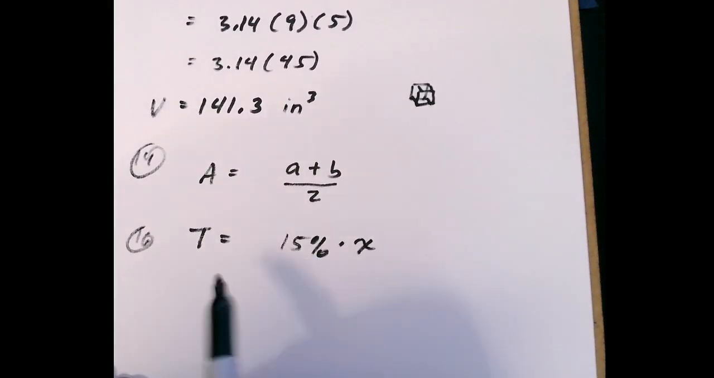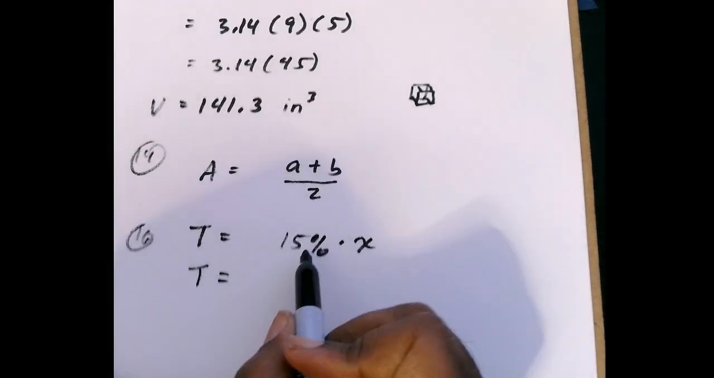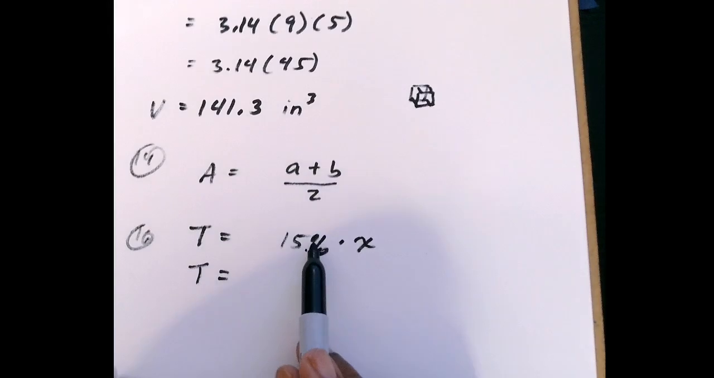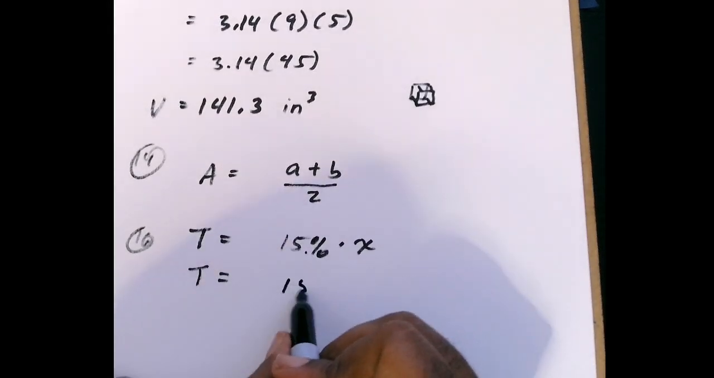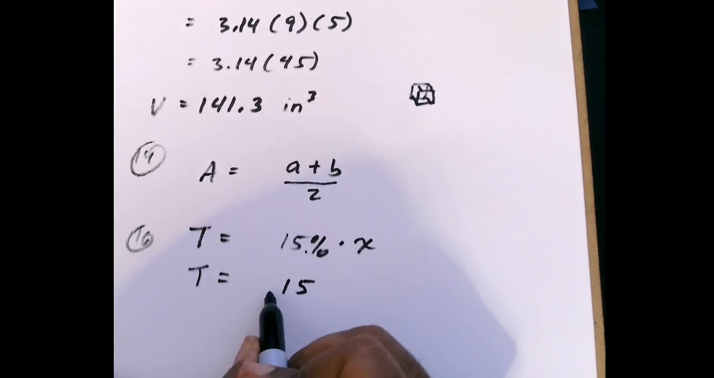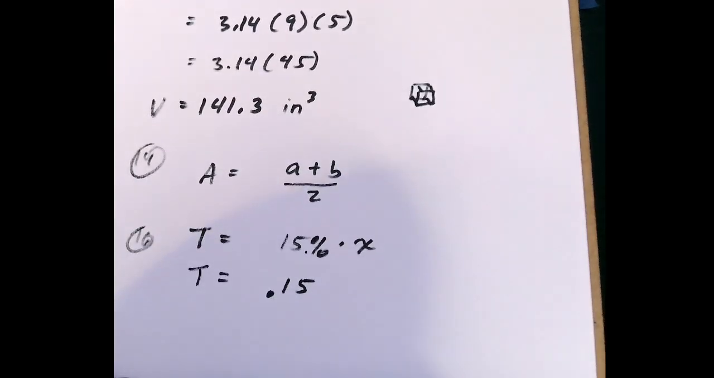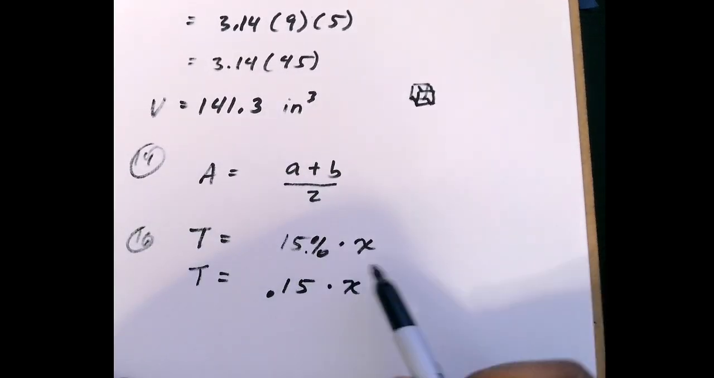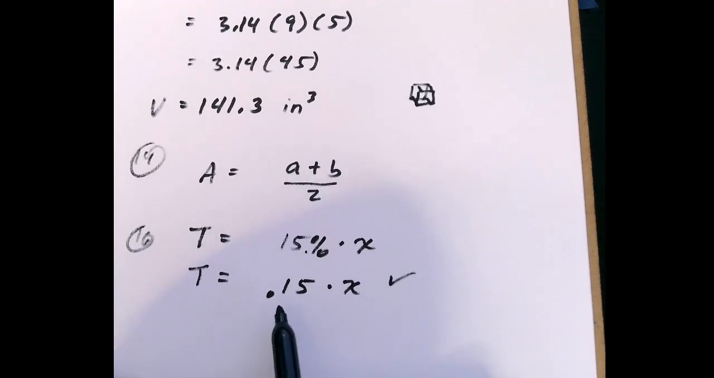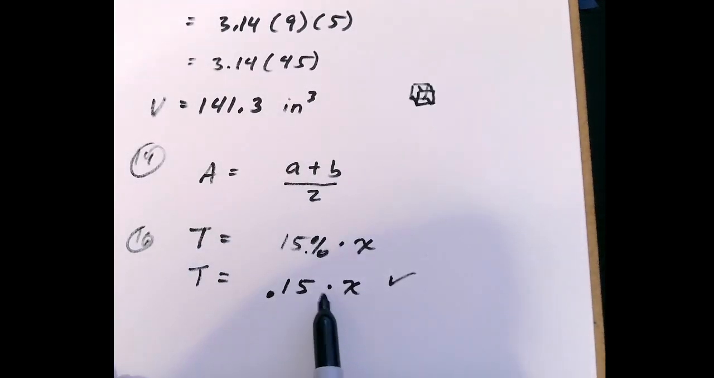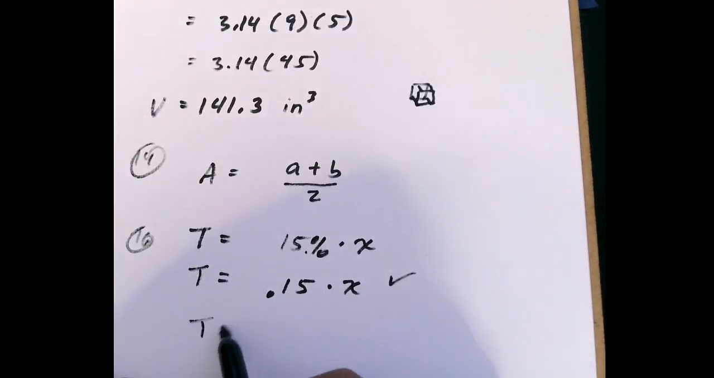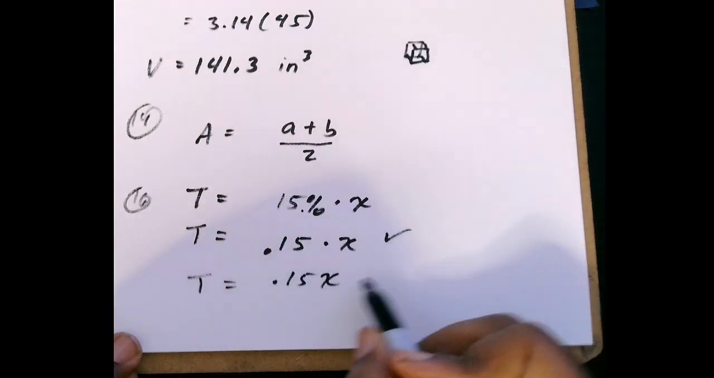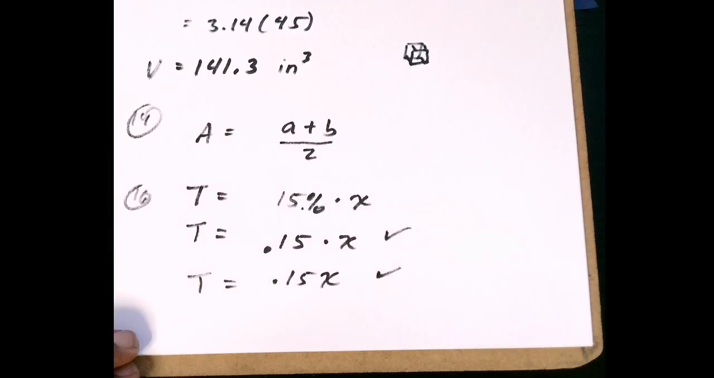Now 15% is going to be rewritten as the decimal. The decimal moves over twice to the left and goes here instead, without the percent. And that'll be multiplied by X. So this won't be acceptable, but this will. And again, you have a numerical value with a variable. You don't need the multiplication, so you can also write it as 0.15x, and this is also acceptable.